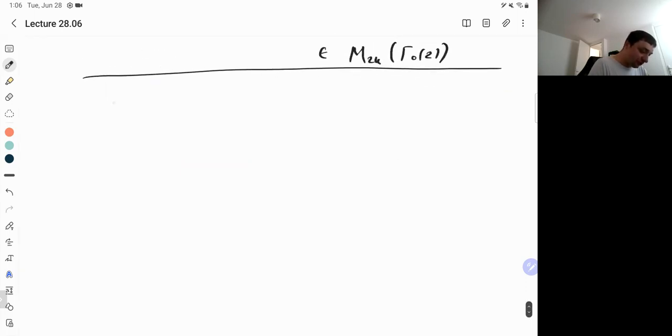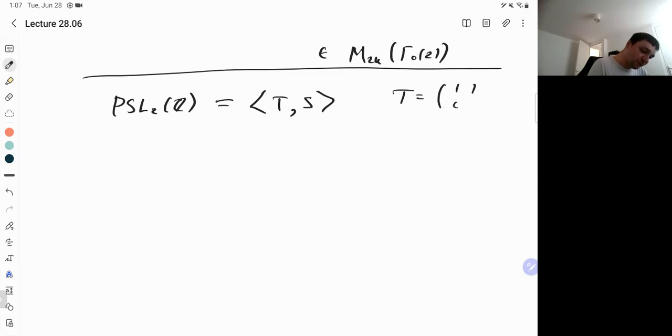First of all, something that is already in the exercises. This group, PSL2Z, you can describe abstractly. It's generated by two elements T and S, and this will be very useful notation. T is just this upper triangular matrix with all ones, and it corresponds to the Möbius transformation that sends tau to tau plus 1. And this is where you see that you want periodic functions only. So this tells you that all modular forms are periodic functions.